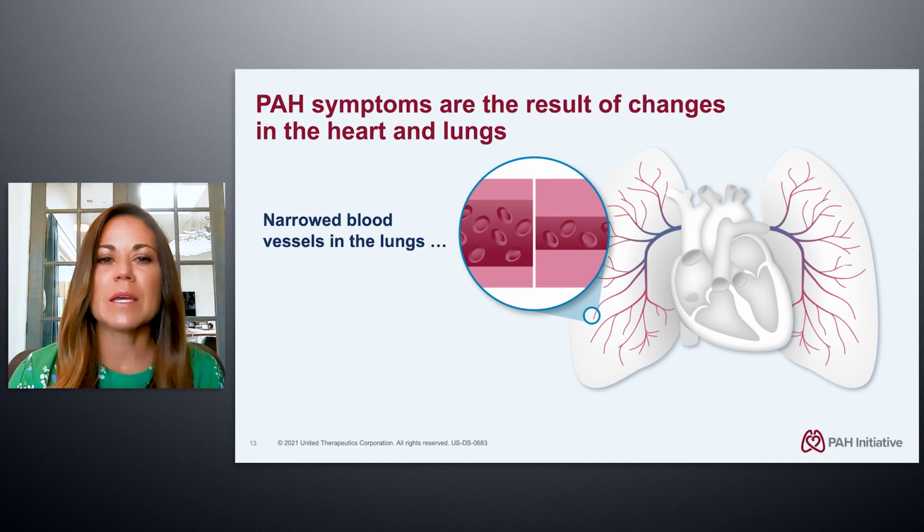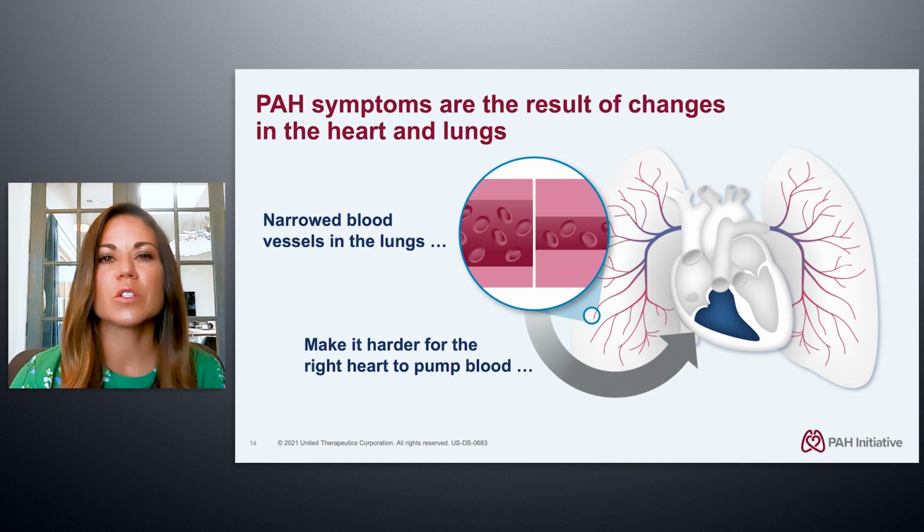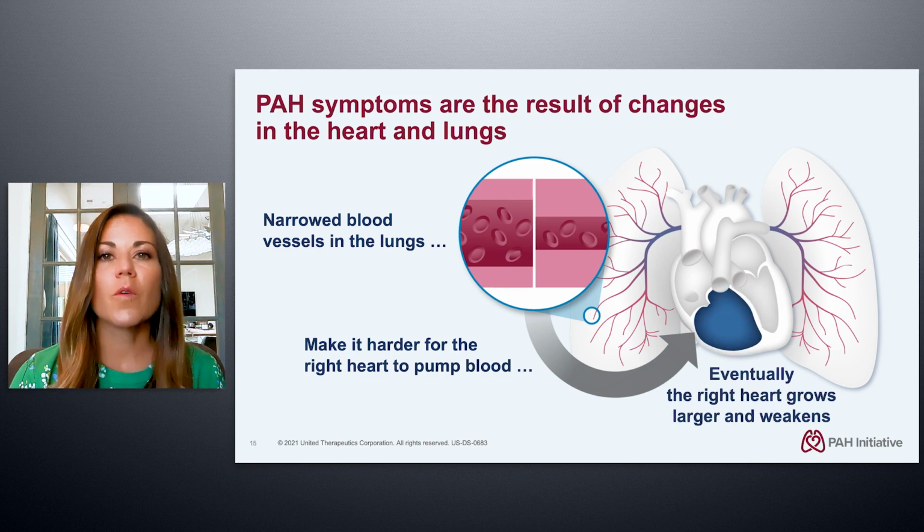We know that in PAH, this disease occurs due to a narrowing of the blood vessels in your lungs. These narrowed blood vessels make it more difficult for the right side of the heart to pump blood through the blood vessels and out into the lungs. Over time, this extra strain on the heart results in worsening of function of the heart. Often it becomes enlarged, or maybe the muscle grows thicker.